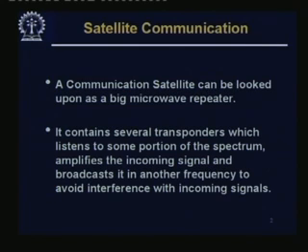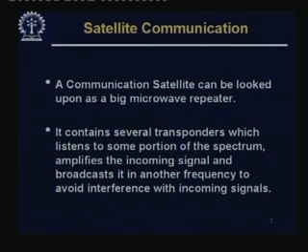A communication satellite can be looked upon as a big microwave repeater. Okay. You know what is a repeater? A repeater is something which repeats the signal. That means, it takes in the incoming signal, amplifies it, and then sends it back. So, it contains several transponders, they are called transponders, which listen to some portion of the spectrum. So, each transponder is listening to some portion of the spectrum, so that several transponders together are listening to a wider band of the spectrum. It amplifies the incoming signal and broadcasts it in another frequency back to earth.